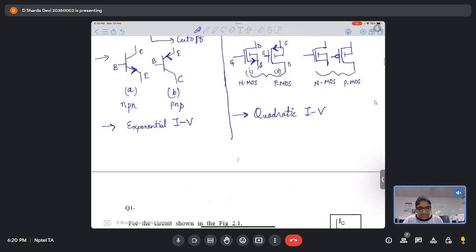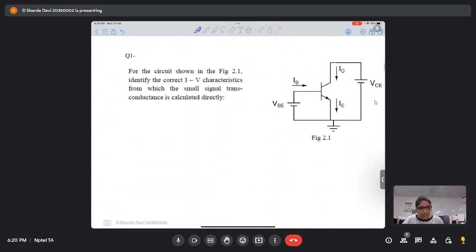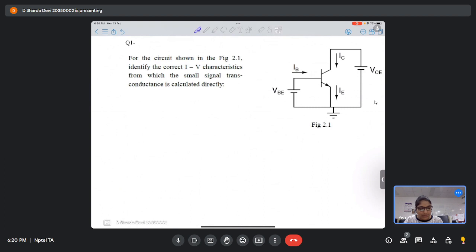So with these differences, let's move on to our problems. The first problem is, for the circuit shown in this figure, identify the correct IV characteristics. I have removed the options, so we have to draw it. We need to draw the IV characteristics from which you can calculate small signal transconductance. So what is the curve it is basically talking about? From which curve will you get the transconductance?